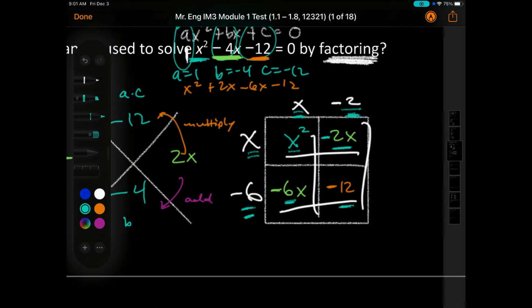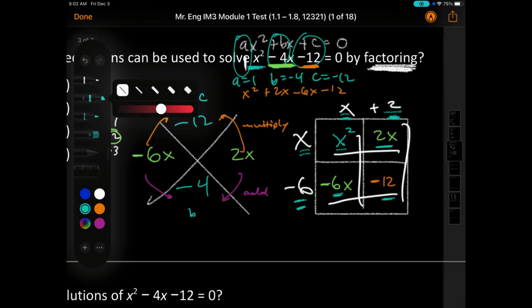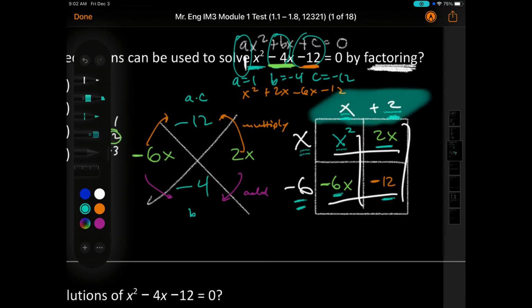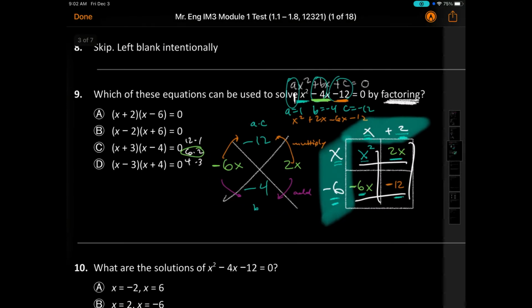So let's double check here. If you can see the mistake, I see mine. That was supposed to be a positive 2. So x times x is x squared, 2 times x is 2x, x times -6 is -6x, -6 times 2 is -12. Okay, so what's on the outside? That is our answer. So which one has both x plus 2 and x minus 6? Choice A is our answer.